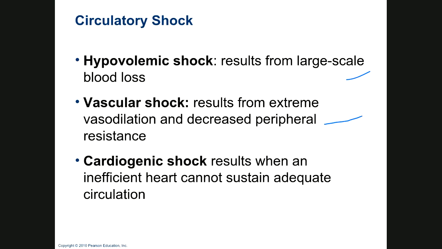Vascular shock is from vasodilation and decreased peripheral resistance resulting from the vasodilation. Examples: anaphylactic shock, septic shock. Cardiogenic shock is when the heart just can't pump enough. The heart is gone. You've had heart attacks, it just can't sustain adequate circulation.